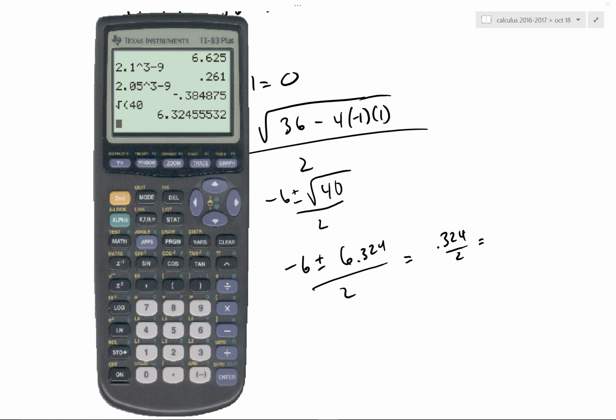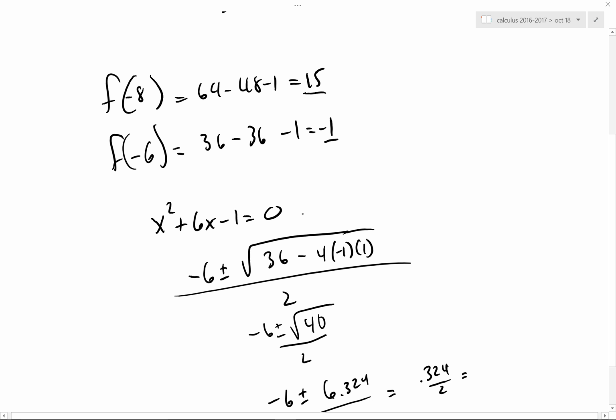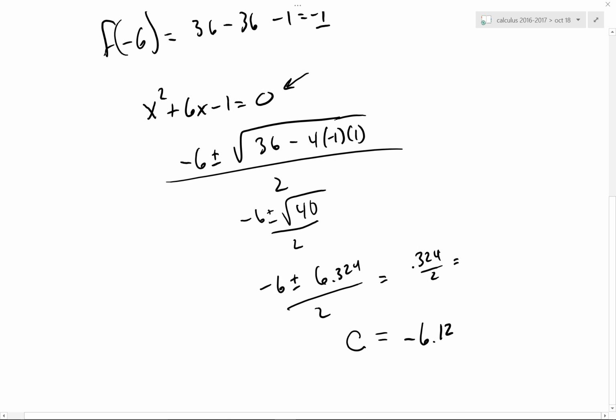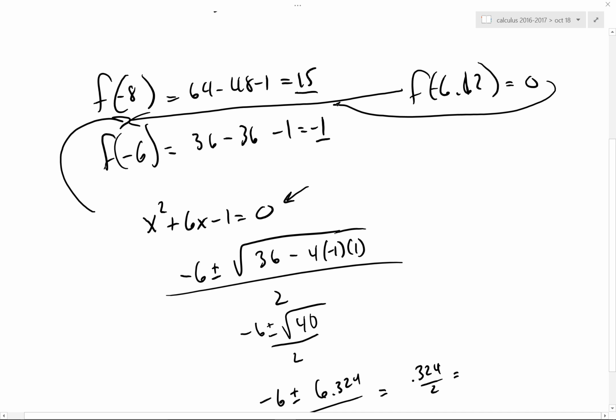So -6 minus 6.324 divided by 2 is -6.12 or something. Okay? This is the value of c where that value occurs, and the value, of course, in this case is 0. And look, where is that? Negative 6.12? Look, it falls somewhere in between there. What do you know about that? In other words, what we're saying is f of -6.12 is equal to 0. Check it out. This falls in between here. That's what we're saying.